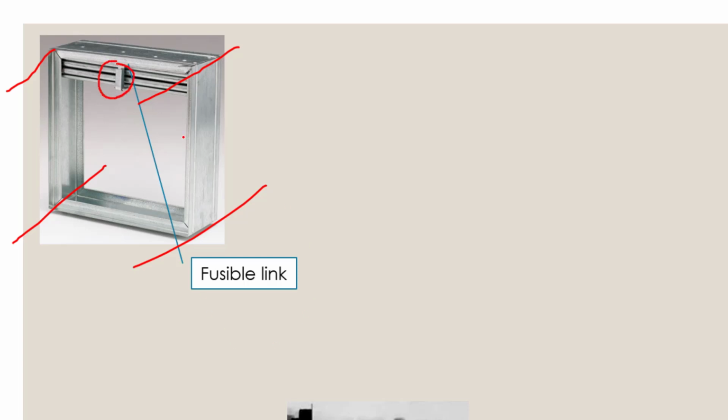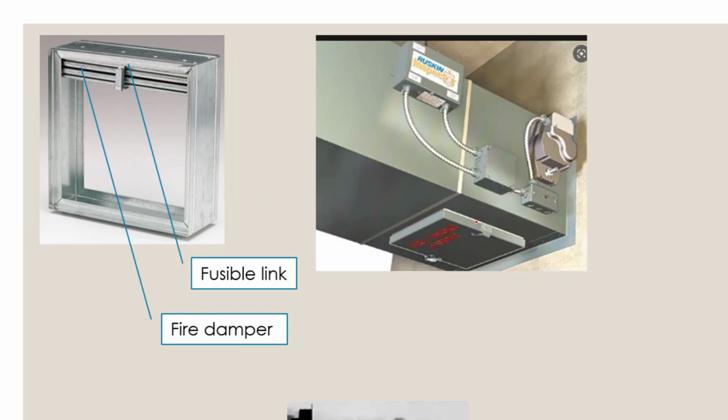And as there's a fire, this fusible link will melt, and this right here is a spring-loaded piece that, once the fusible link melts, will shut very quickly because it's spring-loaded with a lot of force. This right here is the access door to the fire damper, which will be located right at this penetration of this wall. So the fire damper would be located inside the duct, somewhere right here at the penetration.